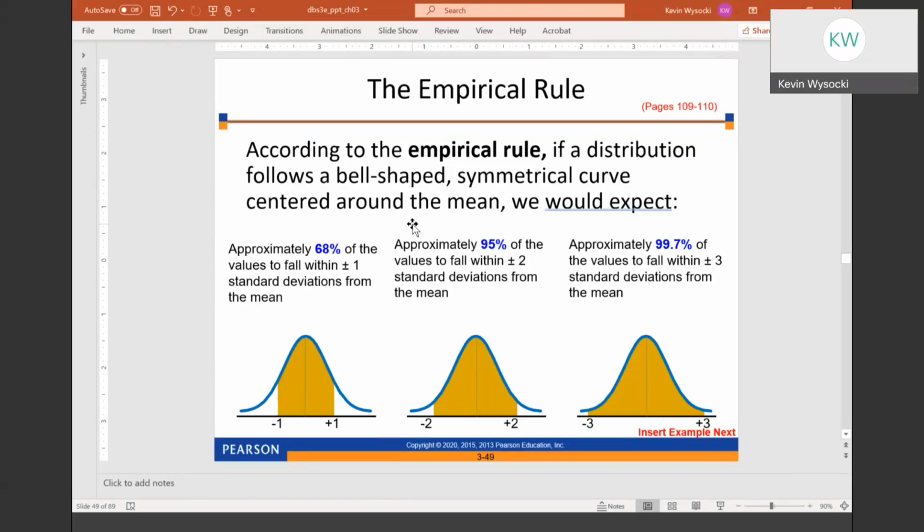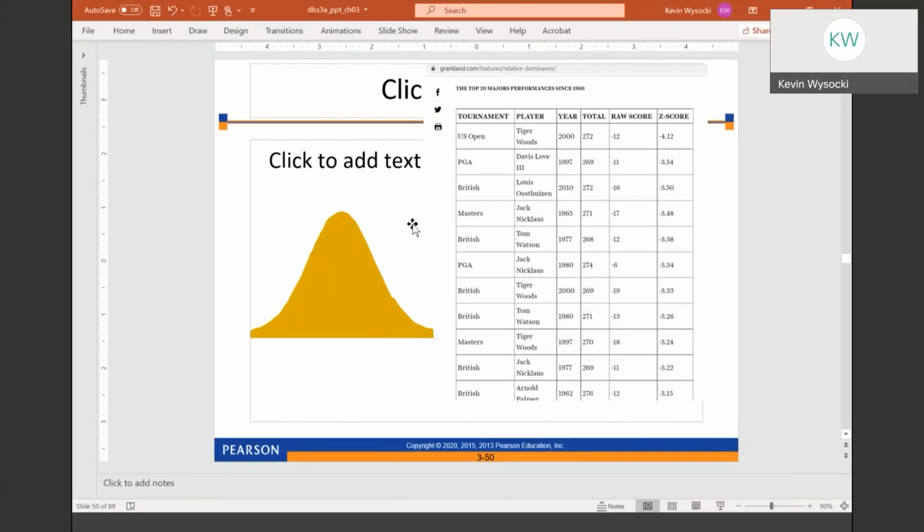Z scores are used quite a bit in everyday usage, just because it has this standard. A Z score tells you how many standard deviations a raw score is from the mean. I'm a golfer. Hope you are too. If we look at the top 20 major performances since 1960, they give the raw scores and the total and all that. The column on the right gives the value in terms of a Z score.